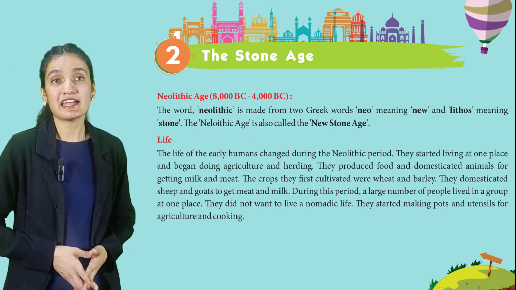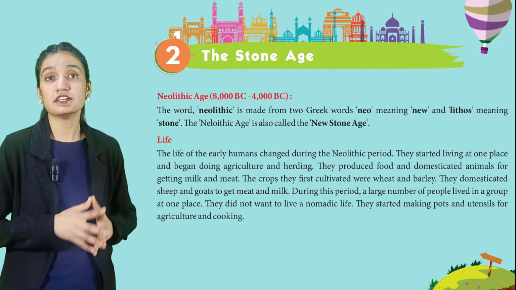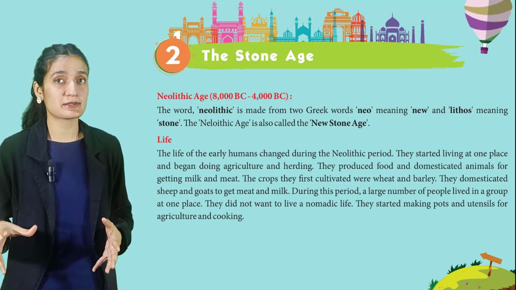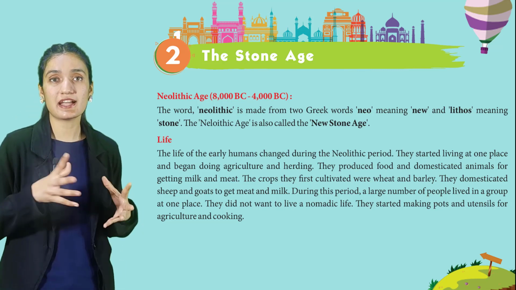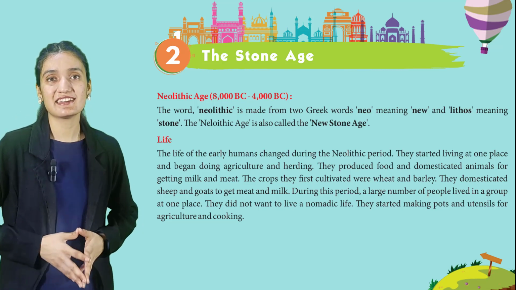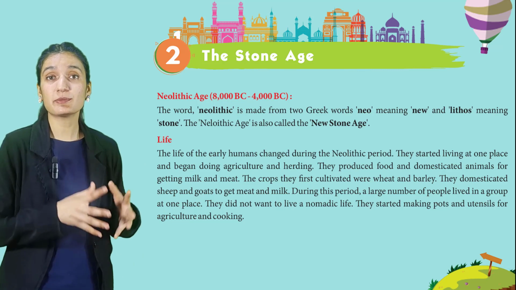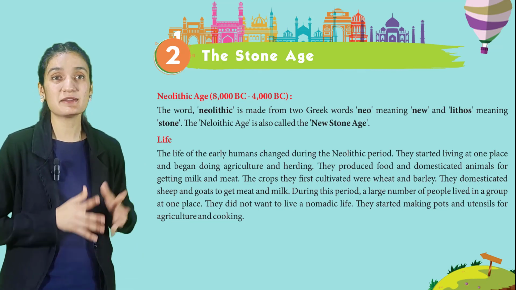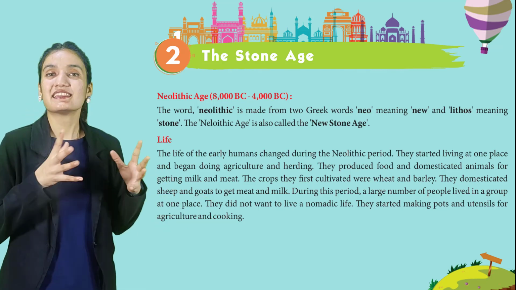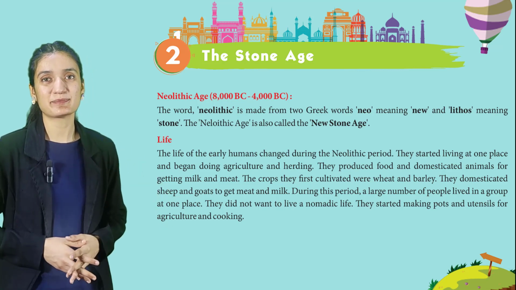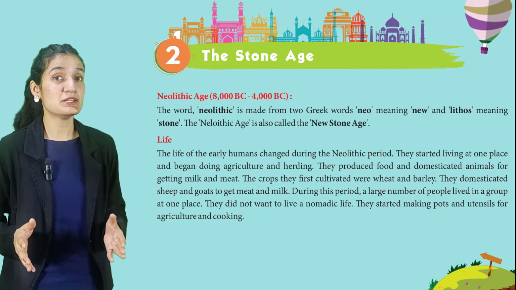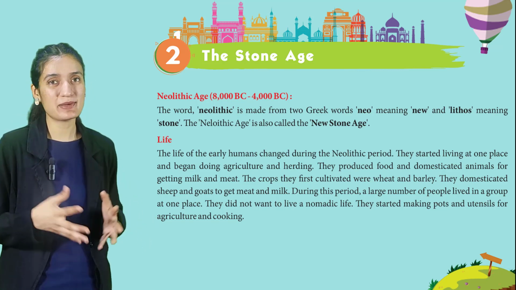Let's read about their life. The life of the early humans changed during the Neolithic period. They started living at one place and began doing agriculture and herding. They produced food and domesticated animals for getting milk and meat. The crops they first cultivated were wheat and barley. They domesticated sheep and goats to get meat and milk.